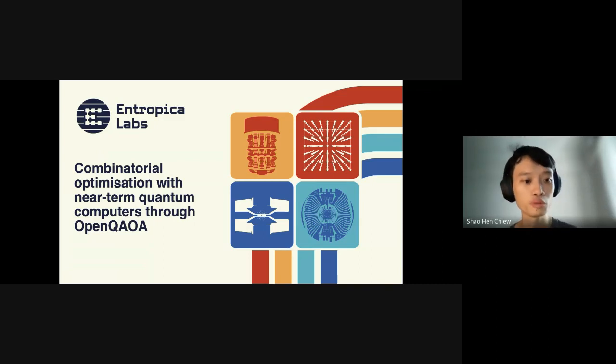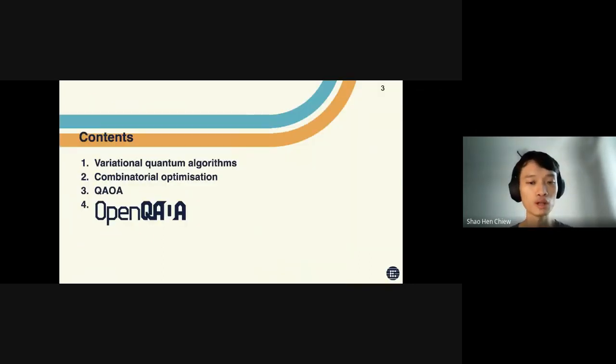With that, I think we can begin with the main topic of the day, which is combinatorial optimization with near-term quantum computers through OpenQAOA. Just to briefly describe what I'll be going through in the next probably 30, 40 minutes, I'll begin by introducing the general framework that is variational quantum algorithms, or VQA, as it provides a really general way that many optimization problems can be mapped into quantum computers.